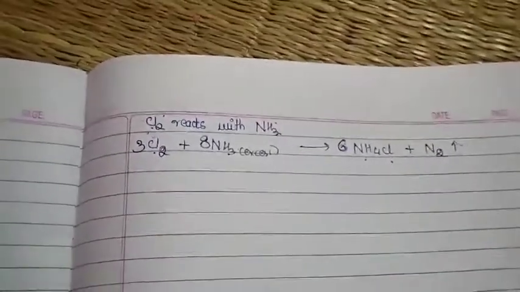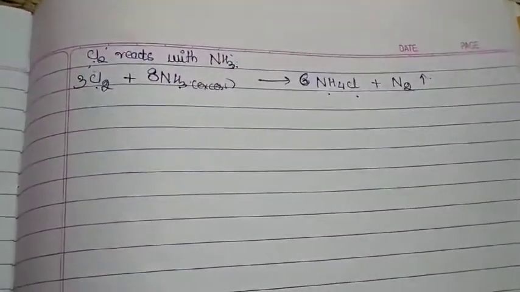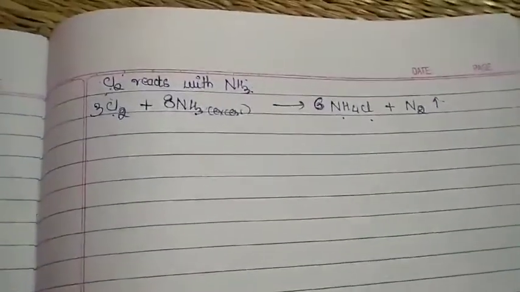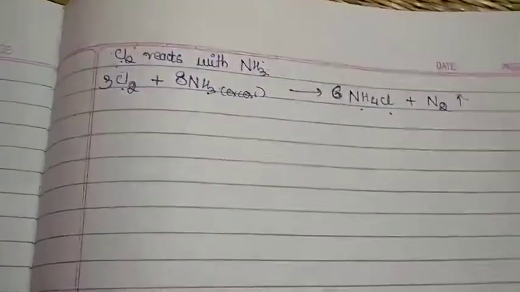When you treat chlorine with excess ammonia, do remember you are going to get ammonium chloride with the liberation of nitrogen gas. The stoichiometry is very much important. One has to remember the stoichiometry.